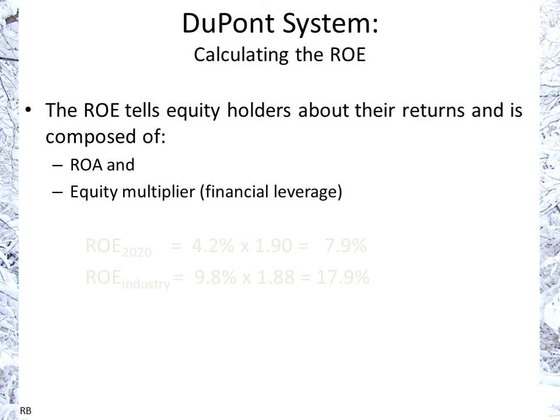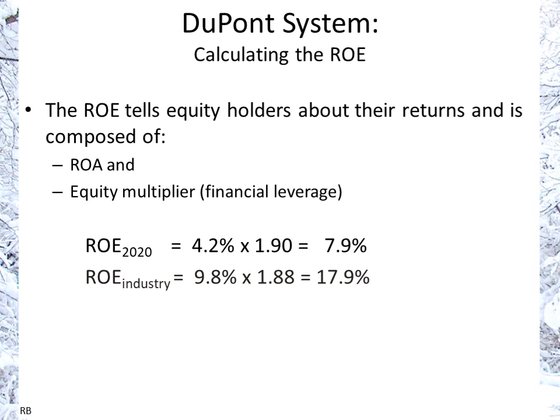Now the return on equity tells us about how the investor, the equity holder, will gain his or her profitability. And the return on equity is simply the return on assets times the equity multiplier. So for our company, we have 7.9. Our multiplier is 1.9. And for the industry, the multiplier is 1.88. So here, the difference is basically sourced because of our lack of return on the assets.